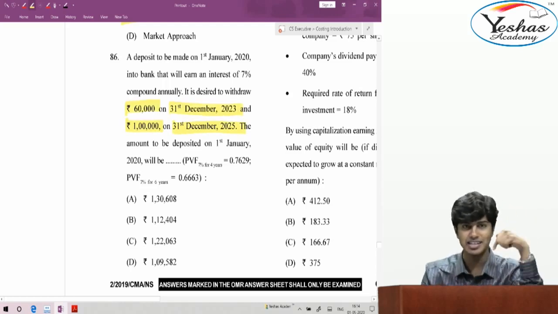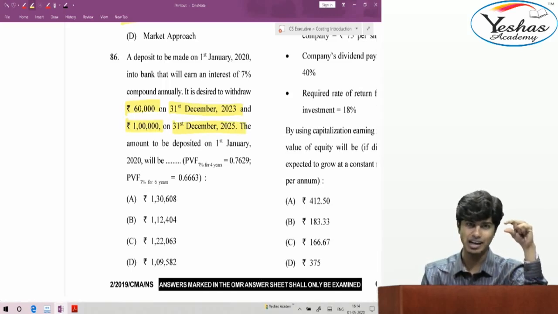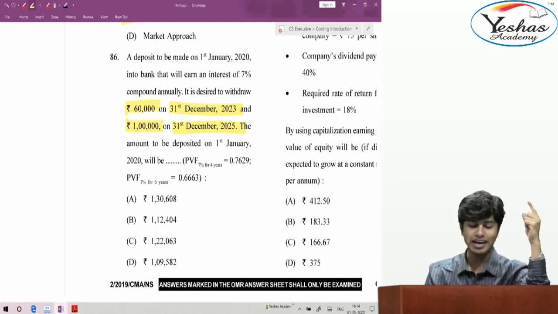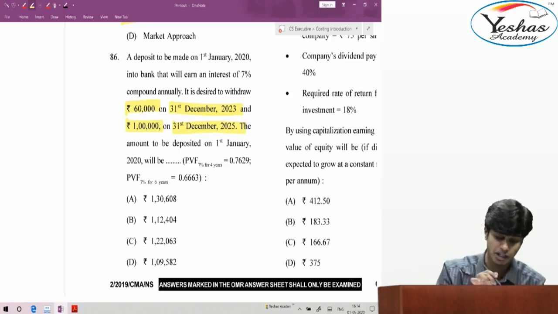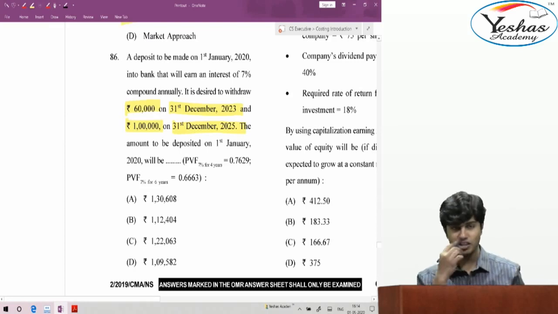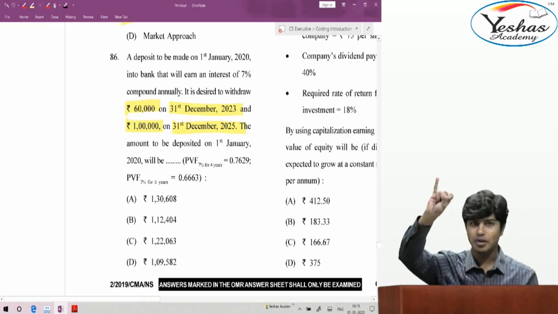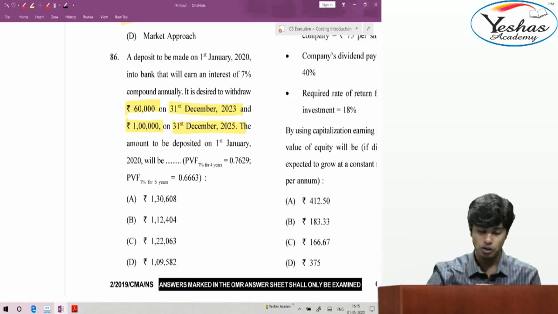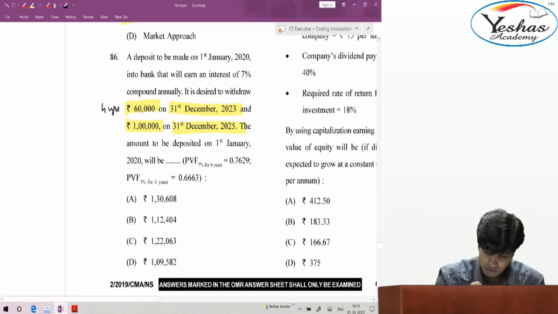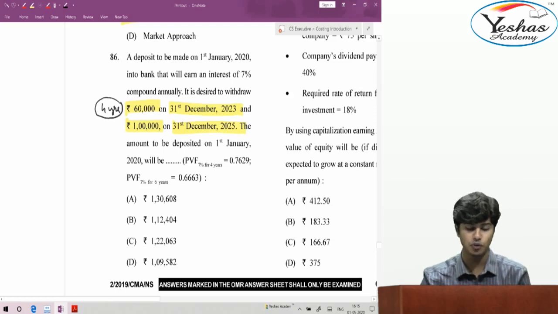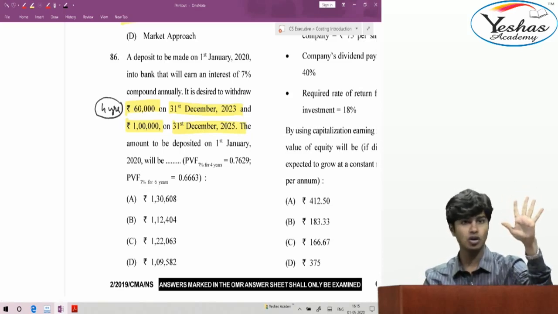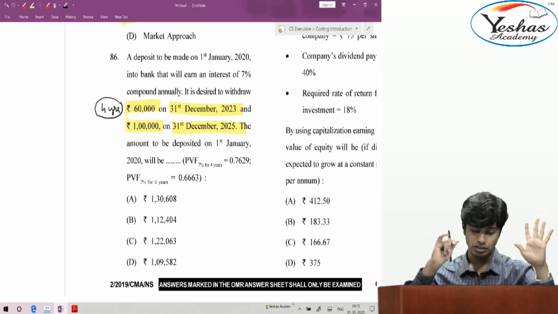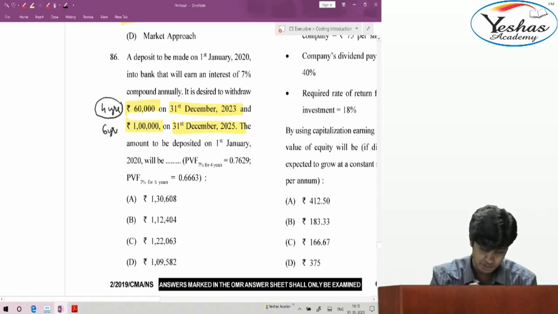I should definitely be investing less than 1 lakh 60,000, that is 60,000 plus 1 lakh. I wanted 60,000 in 2023 and 1 lakh in 2025, so I should be investing something lesser than that. For how many years should I be investing? If I invest on 1st of January 2020, for 2020, 2021, 2022, 2023, this investment to get 60,000 rupees should be for 4 years. If you want 1 lakh at the end of 2025, the investment should be made for 2020, 21, 22, 23, 24, 25, that is 6 years.